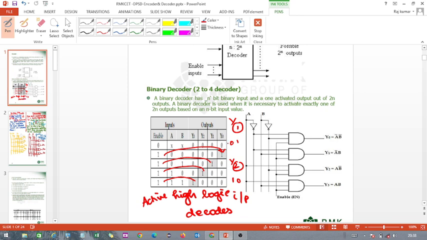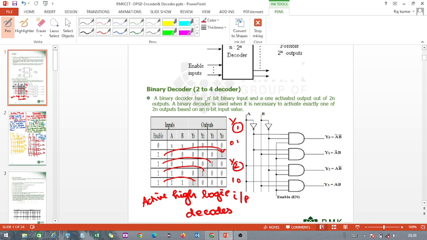Okay, so if I want to draw this circuit now, for this you need not go for the K-map and all, you can draw straight away from that. How many output lines? 4 output lines. So 4 outputs have to be there. What are the names? Y0, Y1, Y2, Y3.